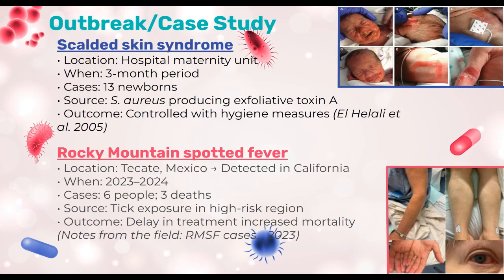For Rocky Mountain spotted fever, 6 cases occurred in people exposed to ticks in Mexico, with 3 adult deaths due to delayed treatment. The outbreak demonstrated that early doxycycline treatment is critical to survival if in contact with this pathogen.